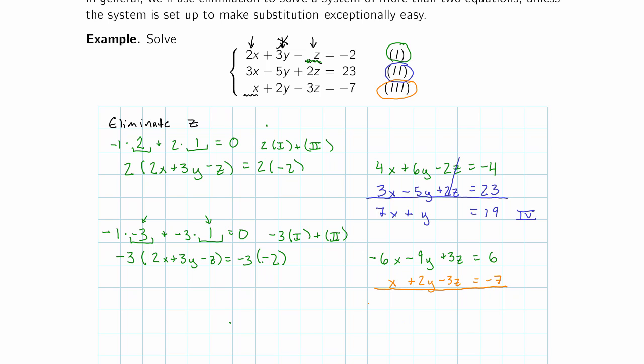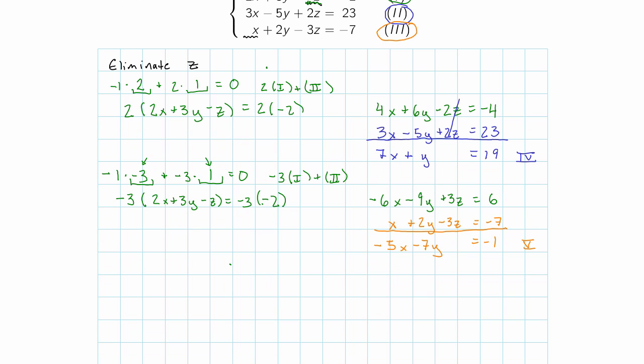When I add those together, I have negative 5x minus 7y equals negative 1. And that's another new equation, which I'll call equation 5. Equations 4 and 5 are now a system of 2 equations in 2 variables. I now have the following system. Equation 4 and equation 5 combine to give me a system of 2 equations in 2 variables.